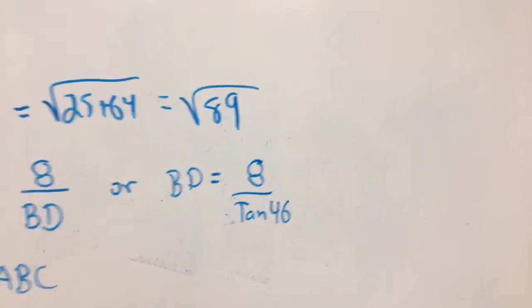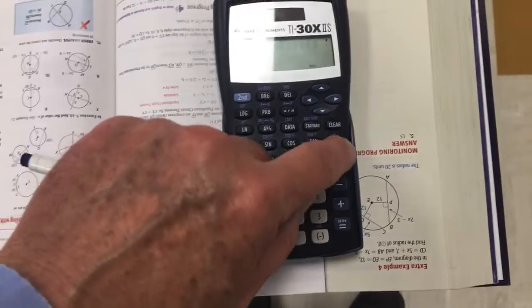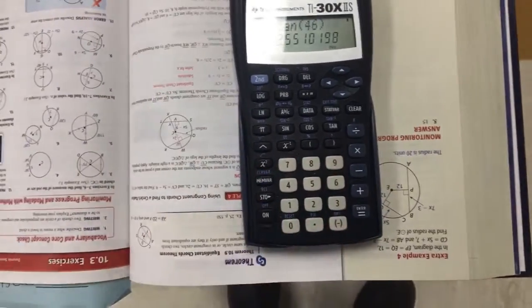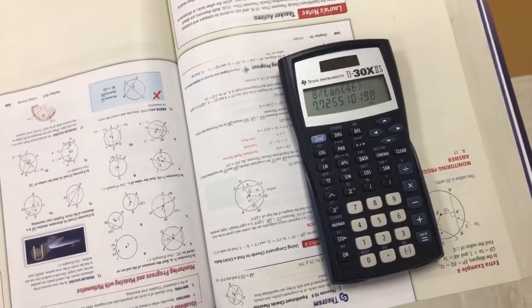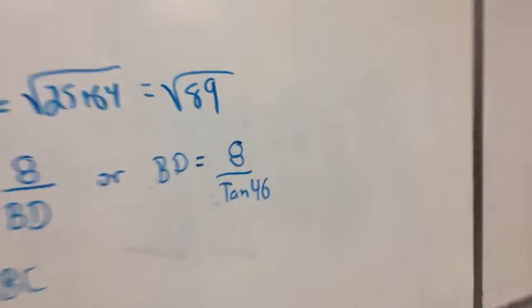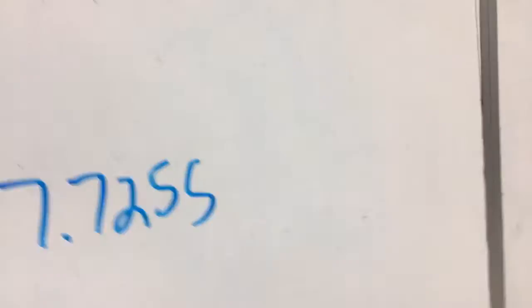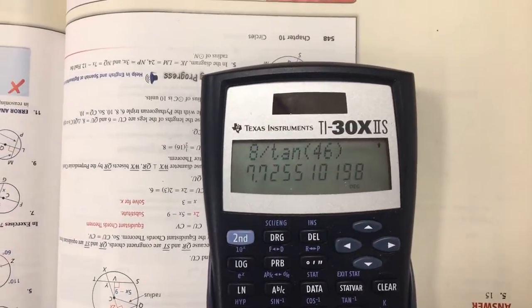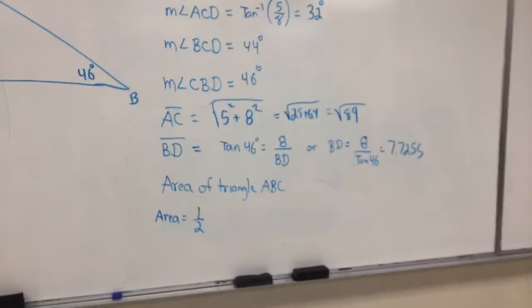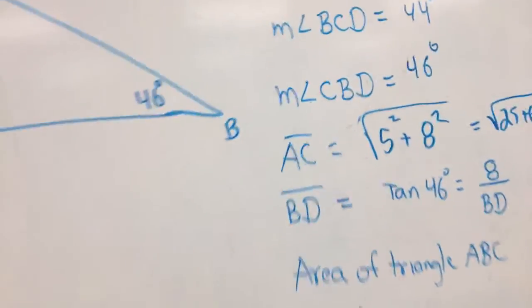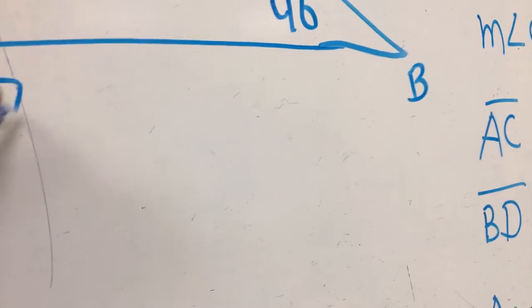Okay? So let's see what that looks like on the calculator. I'm going to go clear. I'm going to go 8 divided by tan 46. Close it. 7.725. 7.725, and I think the next one was a 5 also. So we'll just go ahead and take that all the way out. Yeah, after that it drops off to nothing. 7.7255. Okay, 7.7255. Okay, all I need now is the area of the triangle. I need the area of the triangle.